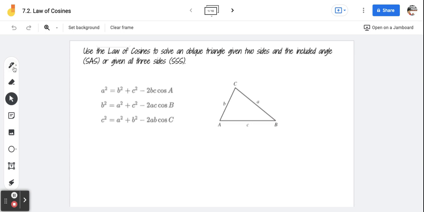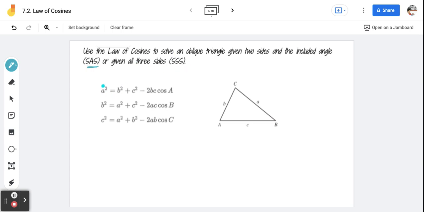You will use law of cosines when you have one of these cases: side angle side. So when you have two sides of the triangle and you know the size of the angle between them, the side angle side, and when you know all three sides. Those are two times you can use law of cosines.